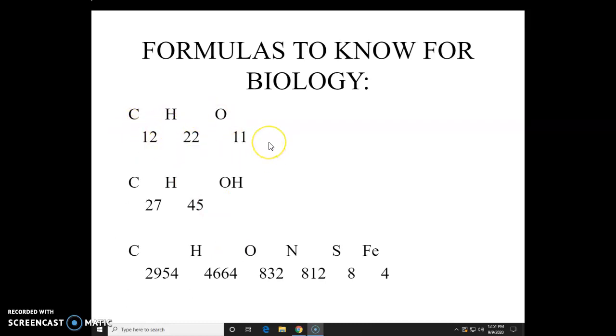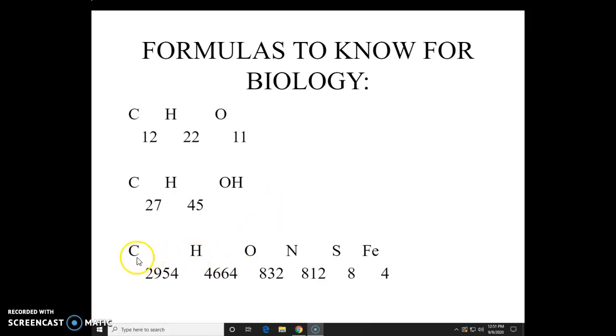C12H22O11. That's sucrose. That's table sugar, like what you put on your cereal or strawberries or in your coffee. C27H45OH. That's almost a mouthful. That's cholesterol. You may have heard your parents talk about that. A lot of times as we get older, we have to worry about our cholesterol levels in our blood.